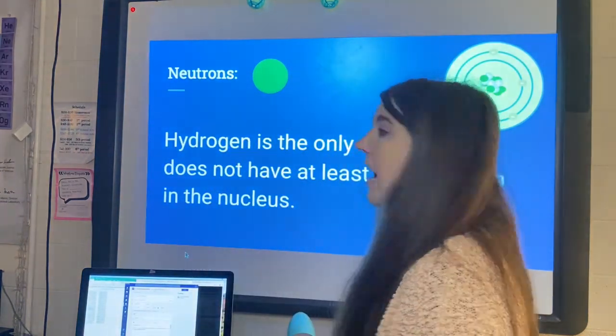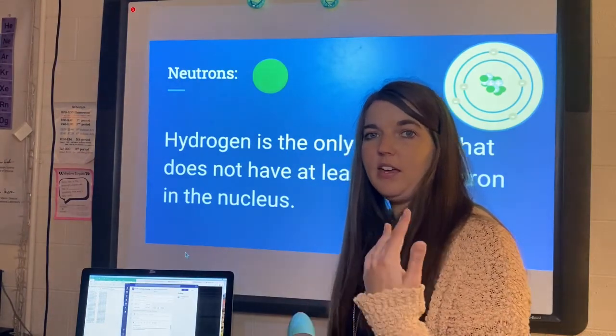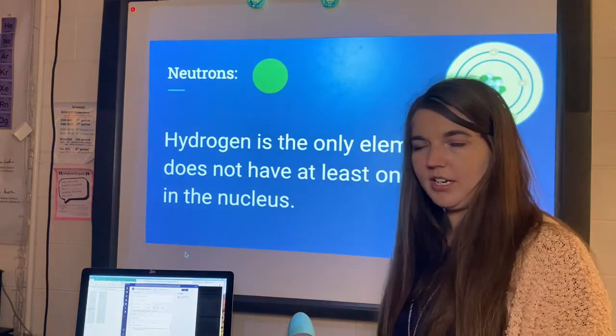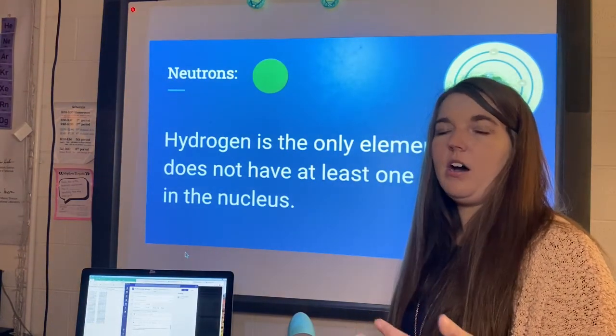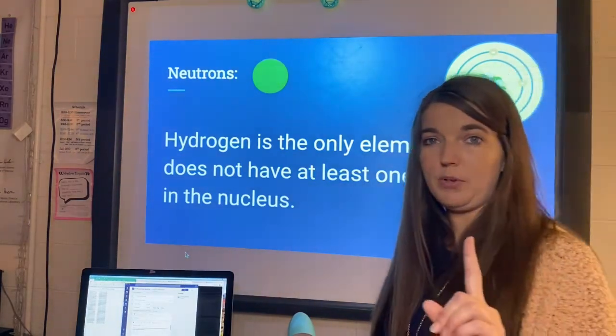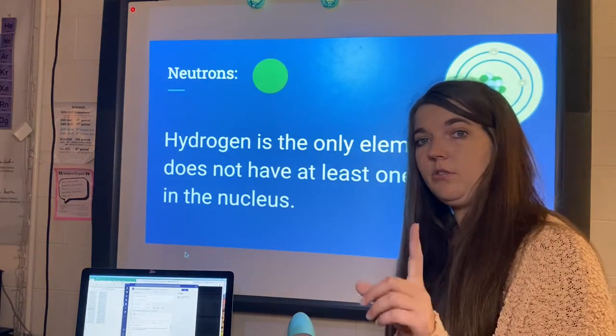So hydrogen is the only element that does not usually have a neutron in it. Your proton numbers and your neutron numbers are not always the same. Sometimes they are, but most of the time they're not. And hydrogen has 1 proton and 1 electron, but it has no neutrons.